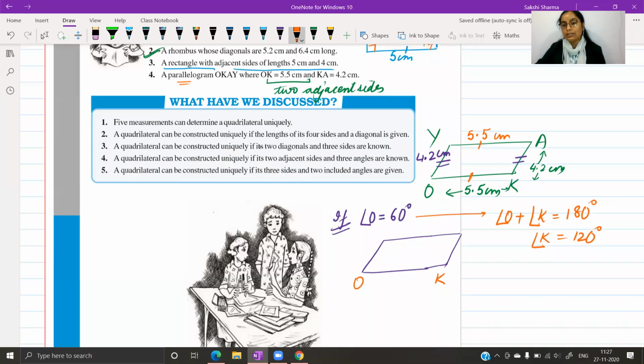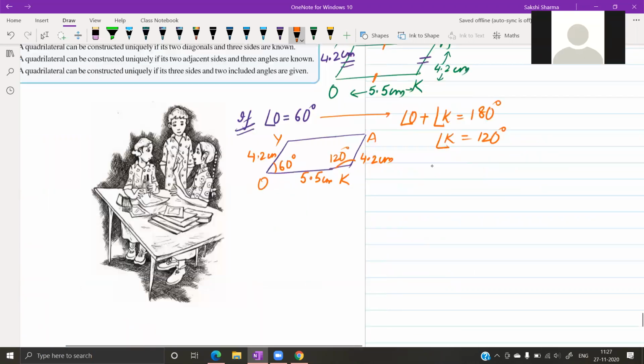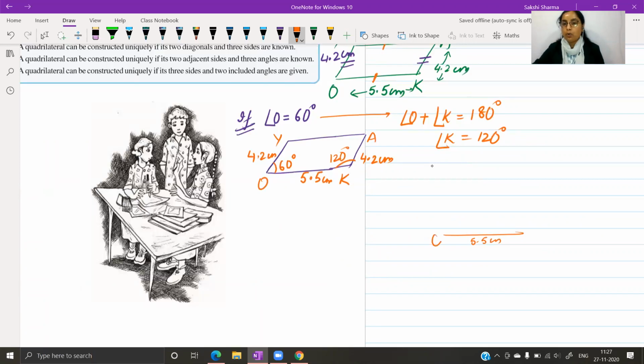Now I would be constructing a parallelogram in which this angle is 60, this angle is 120. I have the base as 5.5, this side as 4.2, and this side as 4.2. Now this looks like the construction of a rectangle, but these angles are not 90 degrees. You will start with the base 5.5. O पे आप 60 degrees construct करोगे, K पे आप 120 construct करोगे.